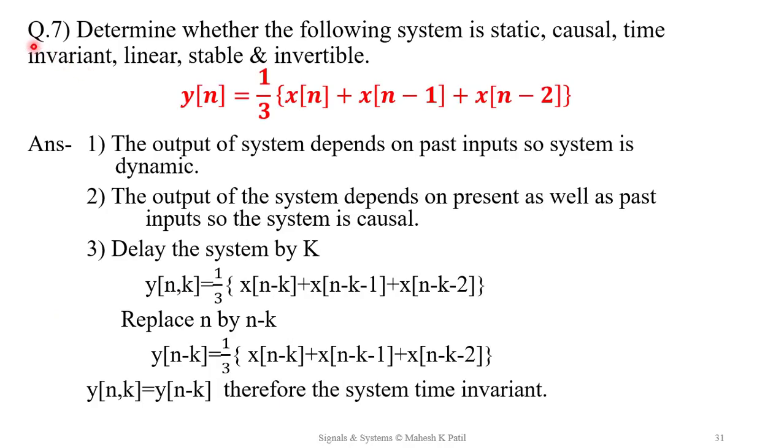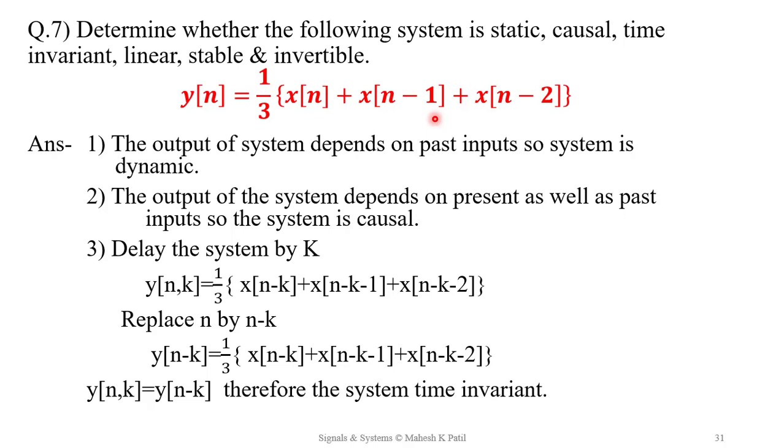Now we'll combine all these system properties in one question. So we'll try to solve this question here. The question is, determine whether the following system is static, causal, time invariant, linear, stable, and invertible. We are going to verify whether this system follows these system properties or not. So the given system is y of n equal to 1 upon 3 in bracket x of n plus x of n minus 1 plus x of n minus 2.